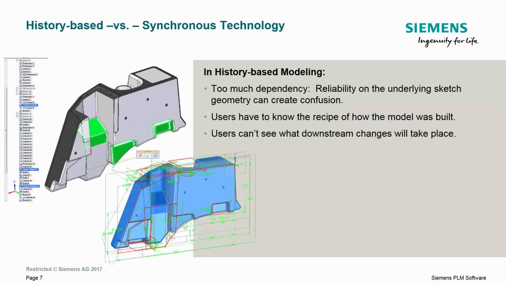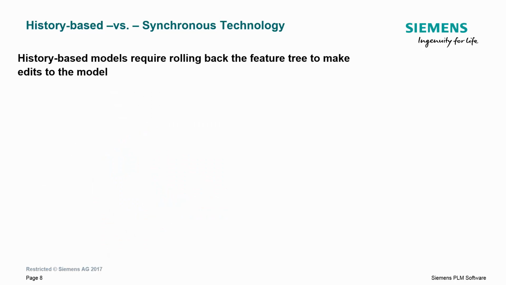Without the recipe of how a history-based model was constructed, a designer will need to spend a lot of time interrogating the history structure in order to understand how it was built. This is critical to understand when making edits, otherwise any change made has the potential to create a lot of cleanup and rework, or even potentially destroying the model and forcing a complete redesign. To show a comparison of the two, let's take a look at the process for editing an ordered, or history-based model, and then see the same edit using synchronous technology.